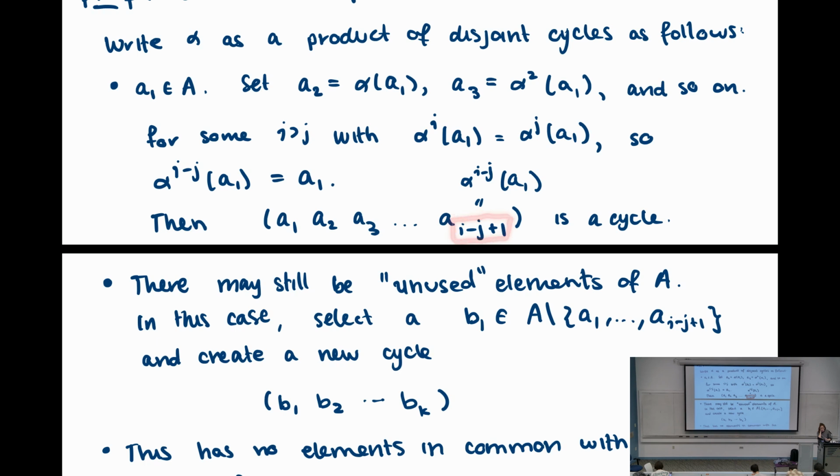Do people agree or disagree? Yeah. Wouldn't it be alpha to the i minus j? Yes, okay, yeah, perfect. So this is equal to A1. So I actually want to only go up to the one that gives you alpha to the i minus j minus 1. So yeah, this one should be like that. Okay.